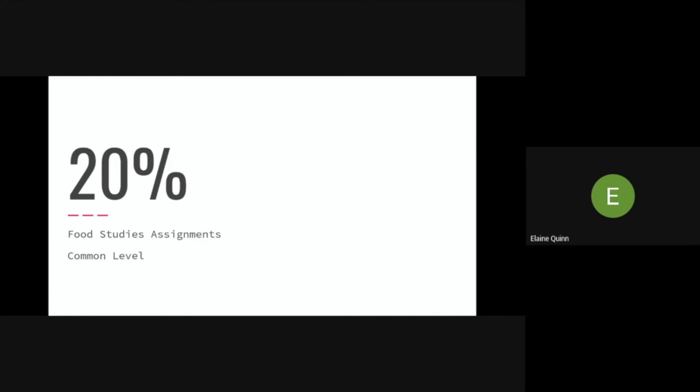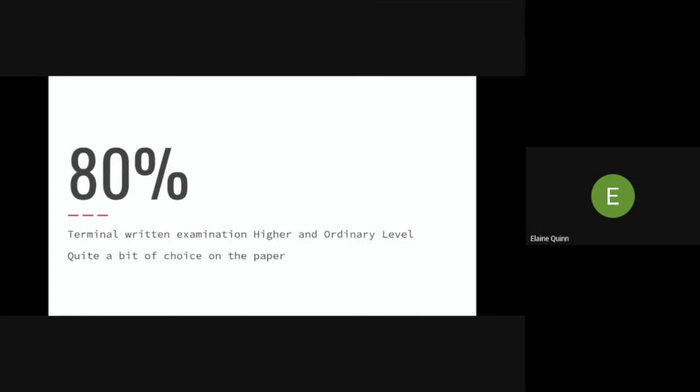Assignments change from year to year, but to give you an indication of the kind of work students do, this year's fifth years are working on assignments based on nutrition for sport, nutrition for bone health, pastry and artisan biscuits and cookies, and sensory analysis testing to determine if testers can differentiate between sugar sweetened drinks and their zero sugar alternatives. The terminal exam is worth 80% of the overall final home economics grade. The exam is available at both higher and ordinary level, and there's quite a bit of choice on the paper.